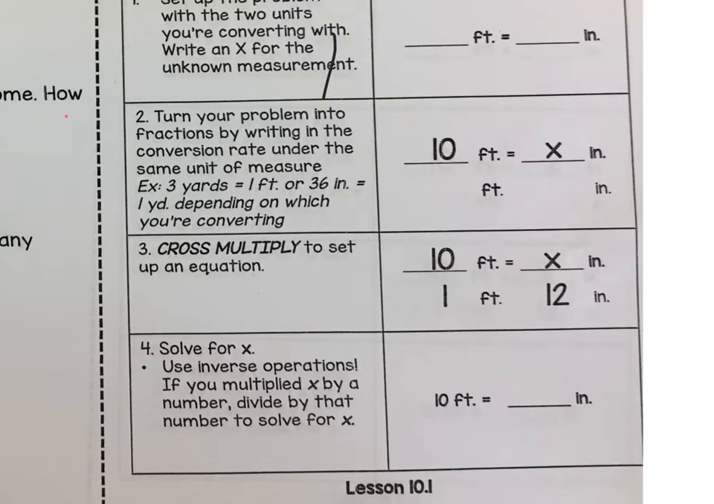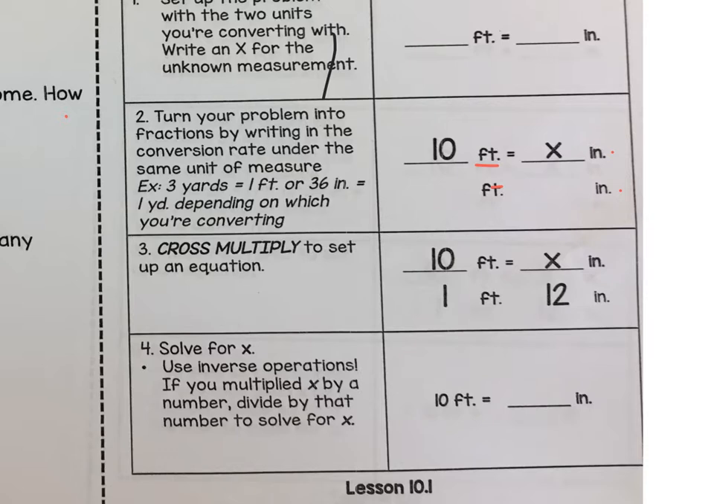It says turn your problem into a fraction by writing in the conversion rate under the same unit of measure. For example, 3 feet equals 1 yard, okay? And I'm going to show you why you have to put it under the same unit of measure. Like right here, we have feet under feet. Everybody see this? Feet under feet and inches under inches, okay? Now, the problem we're working with is we're trying to figure out how many inches are in 10 feet.